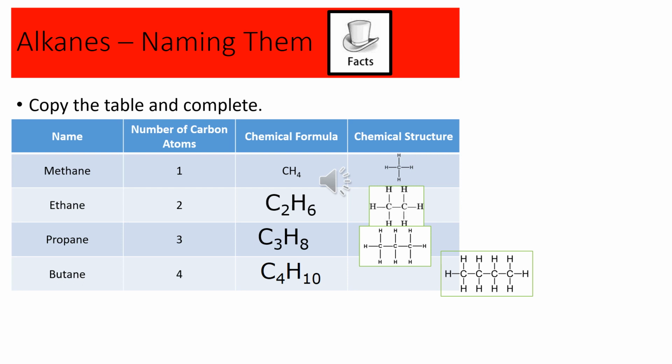Methane: the number of carbon atoms present in methane is 1. The chemical formula will be CH4, and the chemical structure will be as shown in the table on this slide. Then you can try to write down the chemical formula for ethane and try to draw the molecular structure for ethane, propane, and butane. Remember, the more you practice drawing the chemical structures and the more you learn about the formulas, the better it is. So you will get more understanding of hydrocarbons.